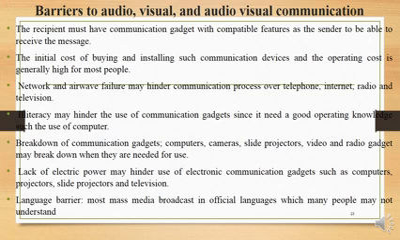We also have the recipient's barriers to visual and audio visual communication. The recipient must have communication gadgets with compatible features as the sender to be able to receive the message. The initial cost of buying and installing such communication devices and the operating cost is generally high for most people. Those are the barriers. Network and airwave failure may hinder the communication process over the telephone, the internet, the radio and television.